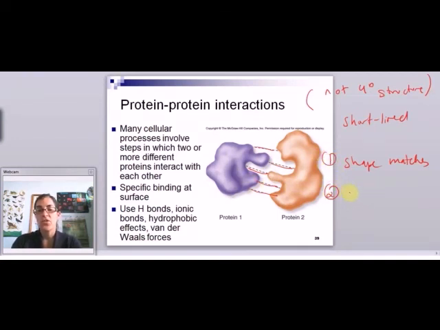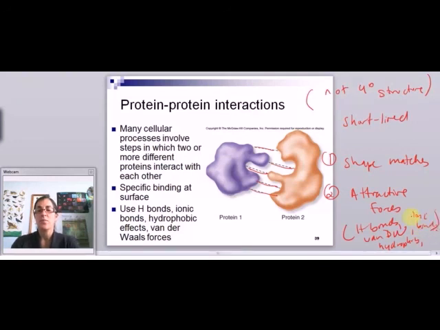But then they also, in addition to that, will use these same kinds of attractive forces. So the H bonds, the van der Waals, hydrophobic effects, ionic bonds can all help two proteins come together temporarily. All of those are weak interactions, and so this is a reversible process, which again in biology is often very, very useful. We want things to come together for a while and then separate.